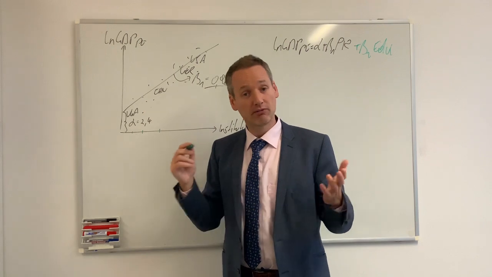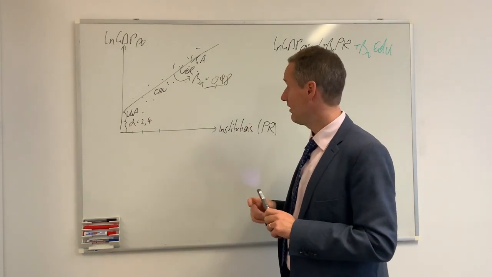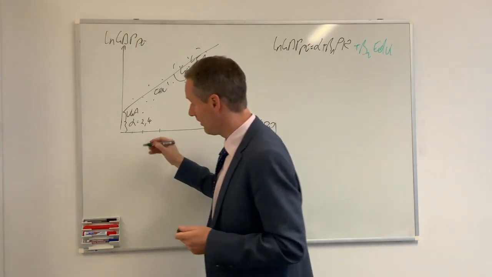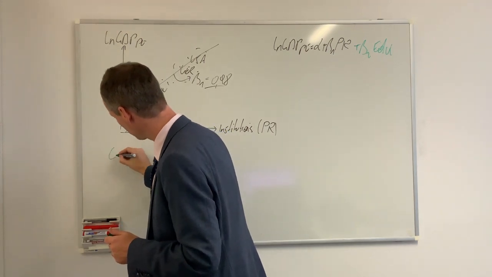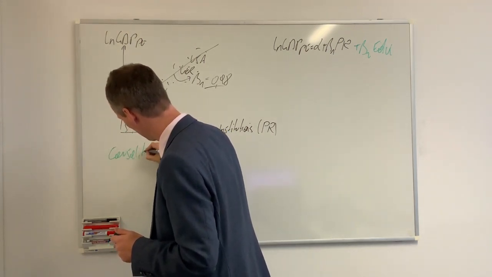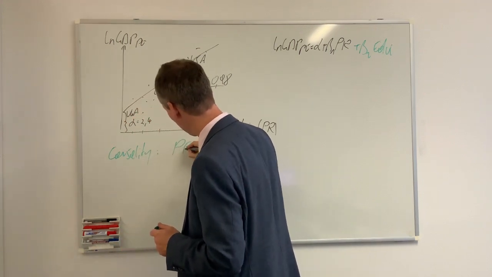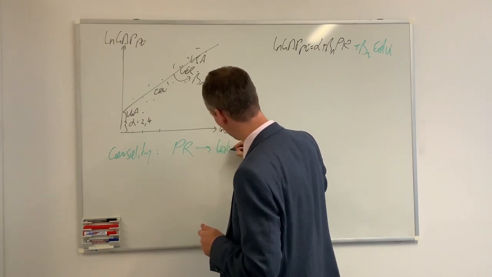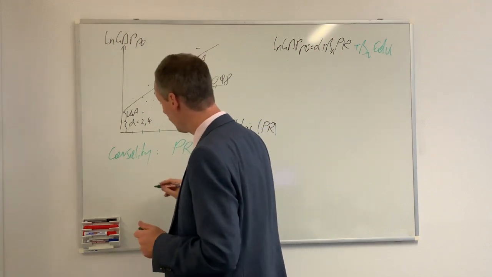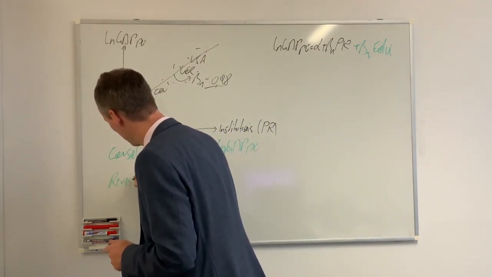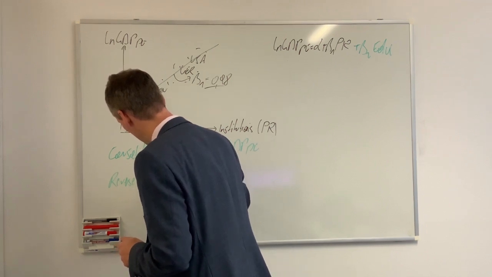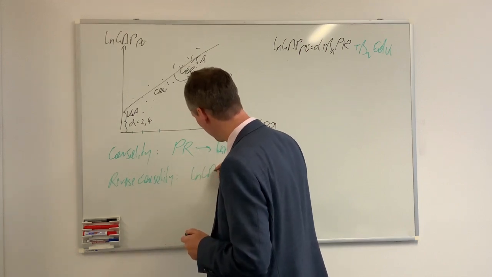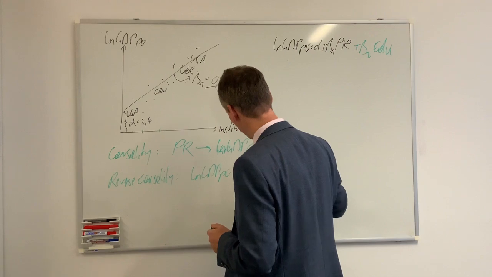GDP per capita. But what could also be, of course, the case is that GDP per capita is actually influencing institutions. So it could be that causality runs from property rights to ln GDP per capita, but it could also be reverse causality, such that the relationship is actually running from GDP per capita to property rights.